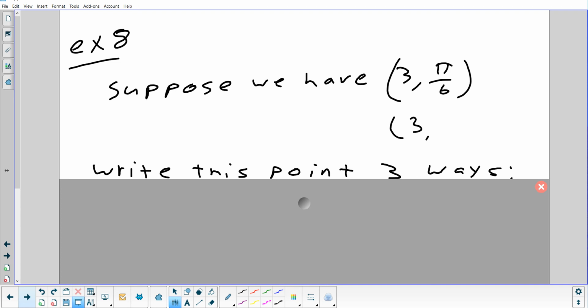Anyone remember what that is in degrees? Pi over 6? Yep. Like 30. Yep, good. That's 30. So let's use 3, 30 just to make the math easier, then we don't have to deal with a pi.